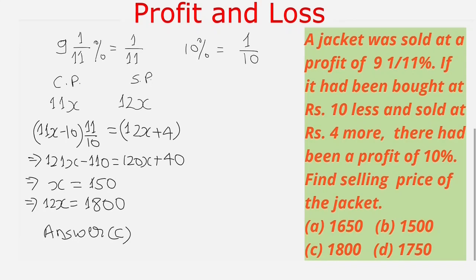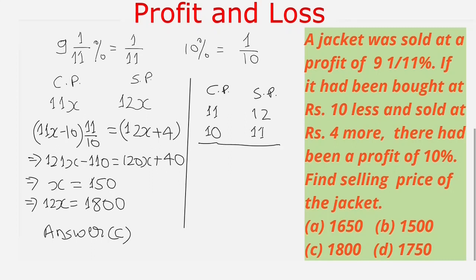Now we solve this question by the shortcut method, that is, the cross multiplication method. If the cost price is 11 units, then the selling price is 12 units, as there is a profit of 1 on every 11. So 11 plus 1 is 12. And in the second case, when the cost price is 10, there is a profit of 1 on every 10, so it becomes 10 plus 1 is 11.